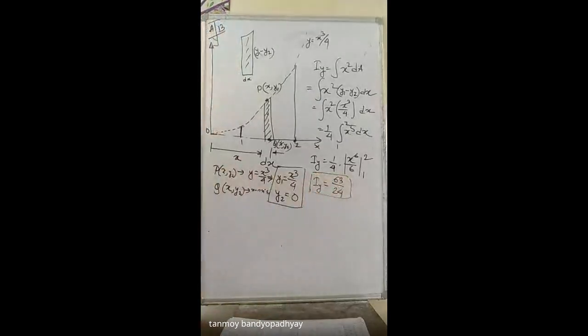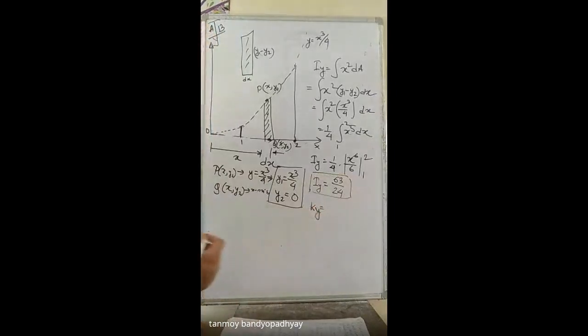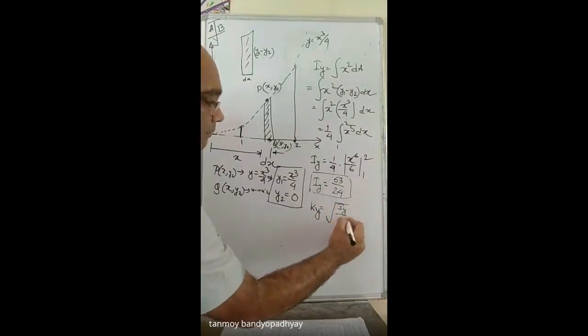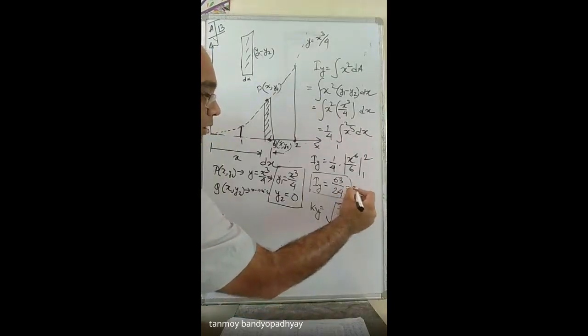Once you have got Iy, you can calculate ky. So what will be ky? This is the rectangular radius of gyration. That will be equal to root over of Iy by A, so that is equal to root over of whatever you have got. 2 point what? What did you get for this?